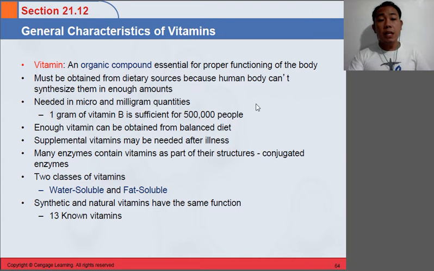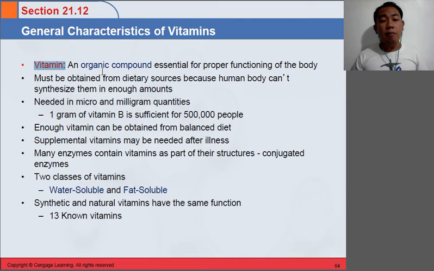Now let's proceed with the general characteristics of vitamins. When we say vitamin, it is an organic compound which is essential for proper functioning of the body and must be obtained from our dietary sources because humans cannot synthesize them in enough amounts. That is why vitamins can be obtained from the dietary sources, that's from the food that we intake.